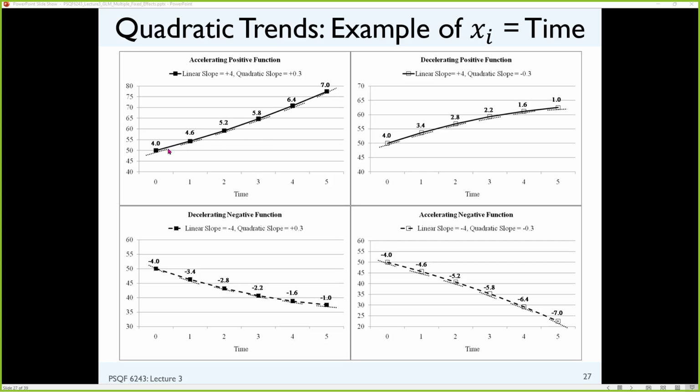So this would be like bacteria growth on a sponge or something that takes off in this sort of positive accelerating fashion. The slope is speeding up as time goes on. A 1 unit change in time has a bigger effect on the outcome later than it does earlier.